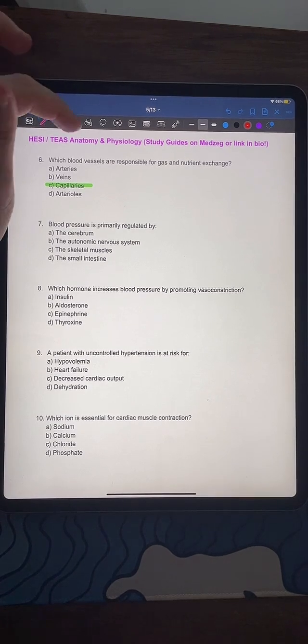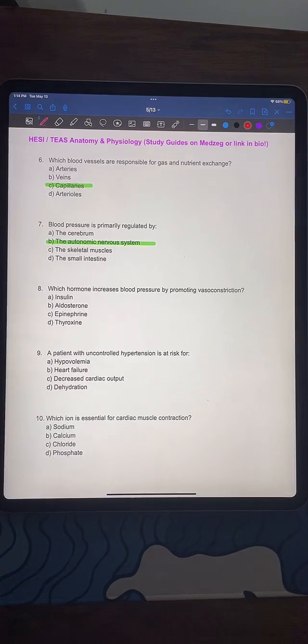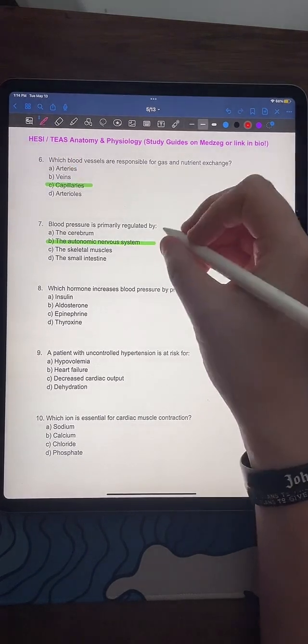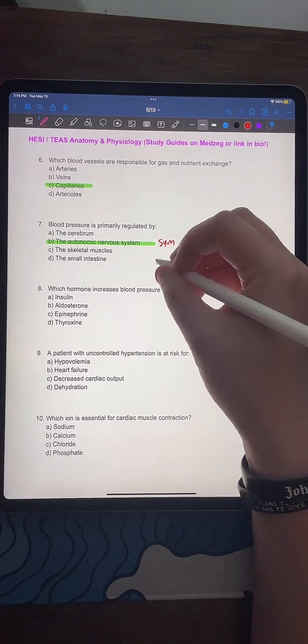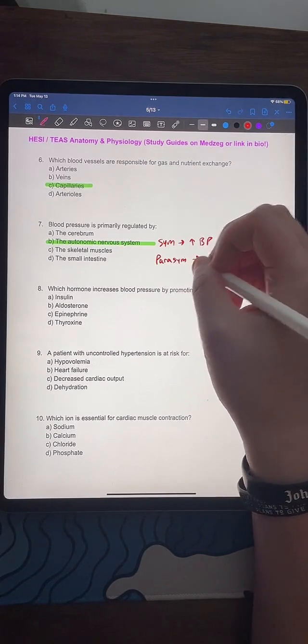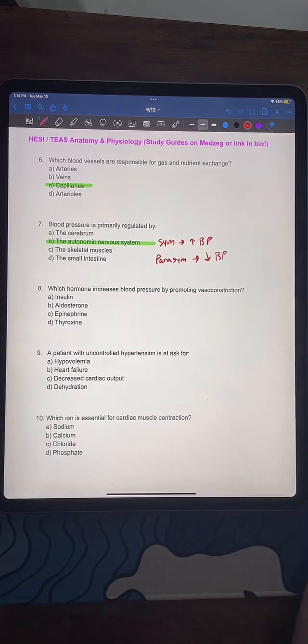Awesome. The answer is B, the autonomic nervous system. So the autonomic nervous system, or the ANS, will regulate blood pressure through sympathetic activity. So sympathetically, it would increase our blood pressure, and parasympathetically, it would decrease our blood pressure. The cerebrum controls voluntary functions, skeletal muscles. It is true that they do help circulation in venous return through their contractions. But they don't directly regulate blood pressure, and the small intestine has no direct role in blood pressure regulation.